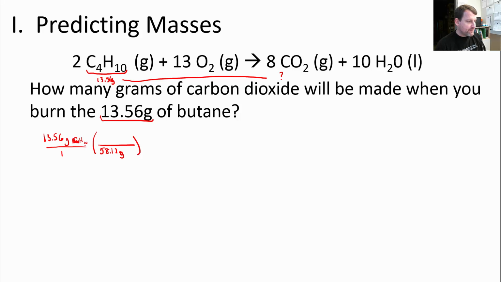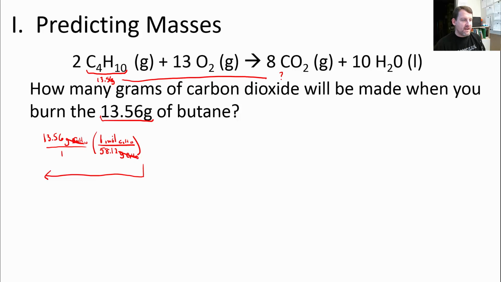And I got that number from the periodic table. All I did was add up the mass of carbon times 4, hydrogen times 10. That gave me 58.12. And then that's 1 mole of C4H10. So now this number cancels. Again, we got to push ourselves to understand what this means. What does all this mean so far?